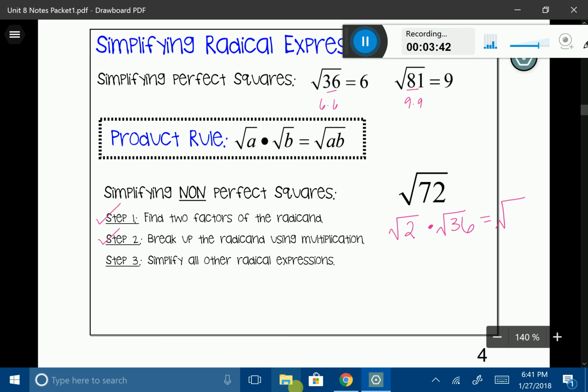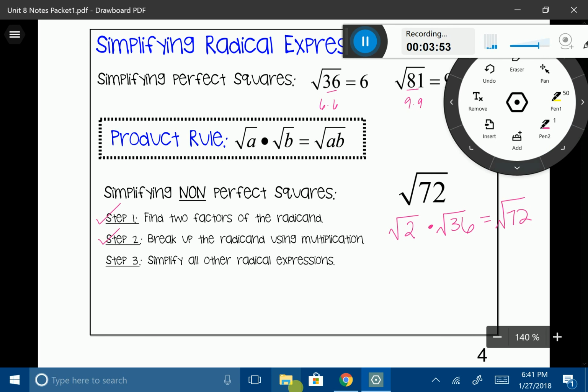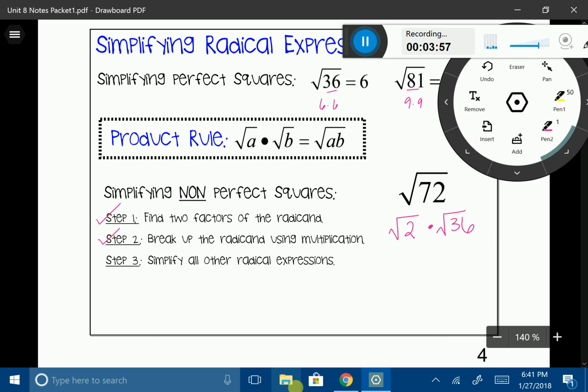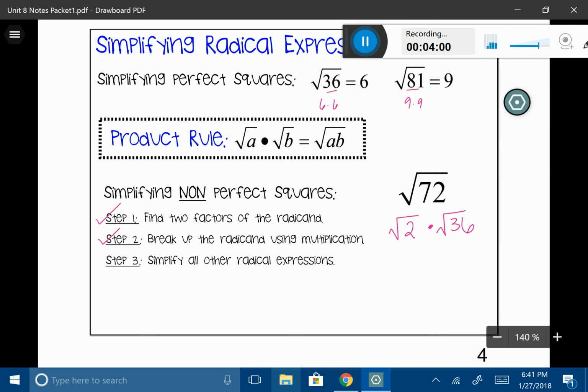Don't write this down if you're taking notes, but basically it would look like this. If I multiply 2 times 36, that'll give me the square root of 72. That's the product rule. So now I'm just going to go ahead and erase that part because that's actually not part of the problem, but I wanted to show you what the product rule was. Okay, now what we want to do is simplify all other radical expressions.